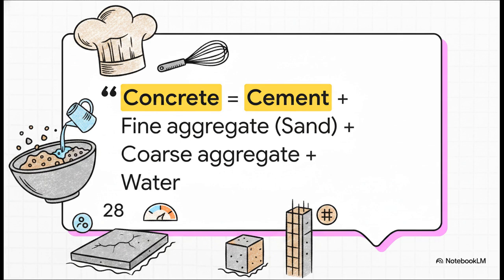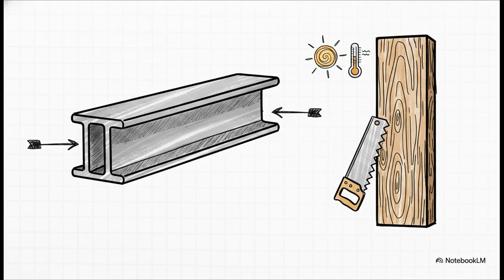And we actually grade this strength. For instance, an M20 grade concrete means that after 28 days of proper curing, it's guaranteed to have a characteristic compressive strength of 20 megapascals. Lower grades like M10 are really just for leveling courses, while M20 and above are strictly required for actual load-bearing, reinforced concrete structures.